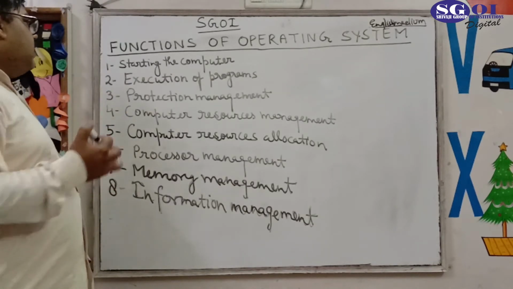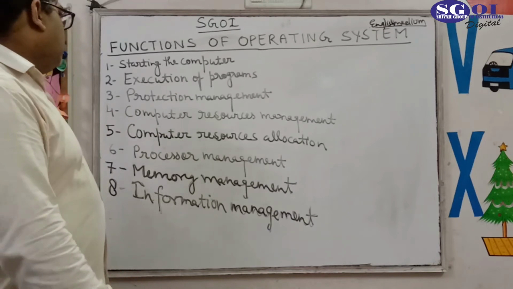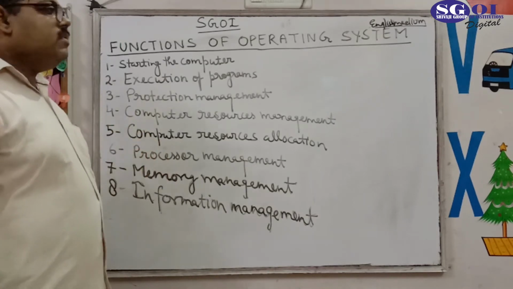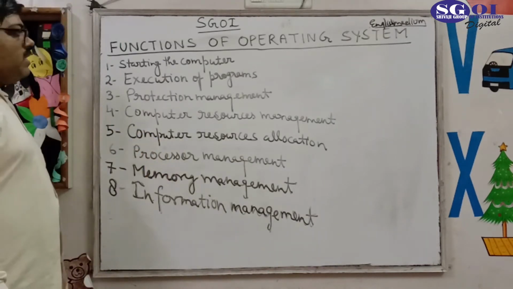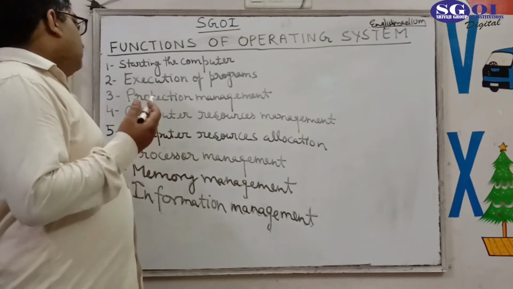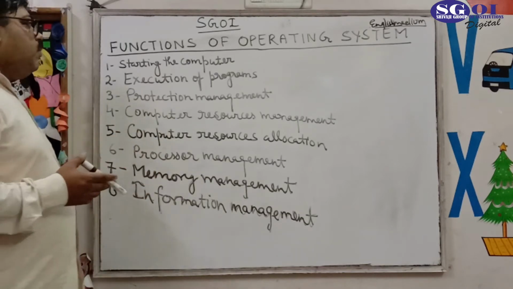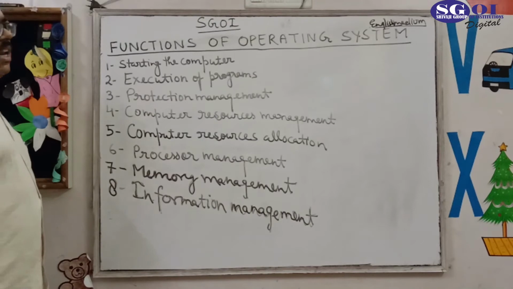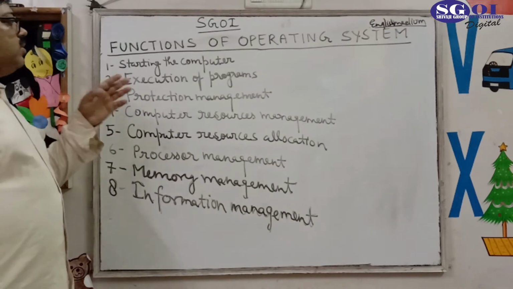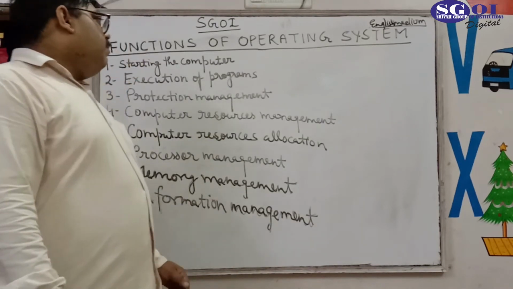Then what is the next thing? Execution of programs. When the system software is ready for running the application program, there are many application programs like Office programs, MS Word, MS Excel, MS PowerPoint, MS Access, and also programs like Paint, C++, Java, 4GL language programs, and some other programming languages for web applications like HTML and DHTML.